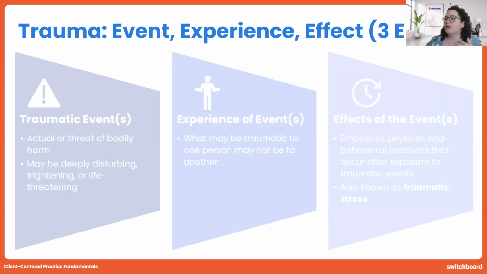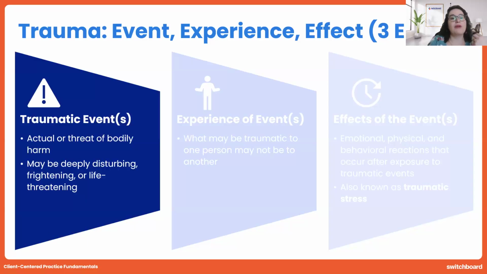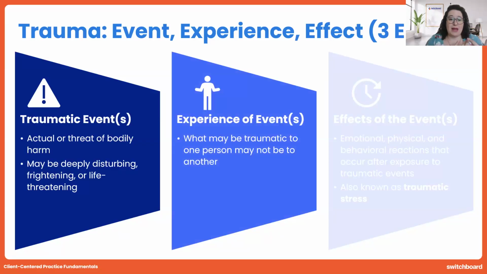So when we talk about trauma, we want to think about the different ways or lenses that they might affect people. The first is a traumatic event, an actual or threat of bodily harm that could be deeply disturbing, frightening, or life-threatening. There's the thing that happened to the person or almost happened to the person. There's the experience of that event. So, what might be traumatic to one person may not be to another. How I experience it and how someone else experiences the same event will be different because we're individuals.